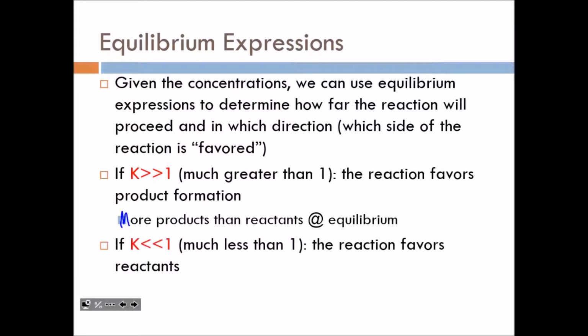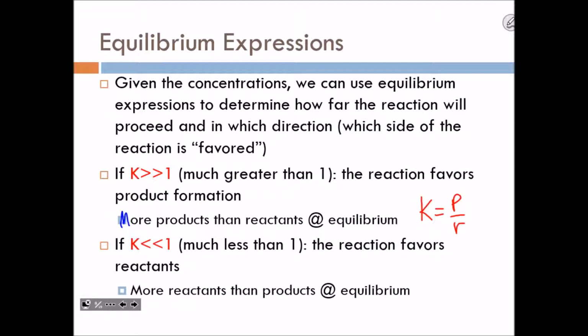However, if Keq or K is less than 1, the reaction favors the reactants. More reactants than products at equilibrium. But let's think about this numerically too. K in general is the products over the reactants, right? Yes, you raise it to the power of the coefficient and all that good stuff. But if we have more products, the numerator is a larger number, right? So when you calculate it, you divide by a smaller number, you're going to get a number bigger than 1.